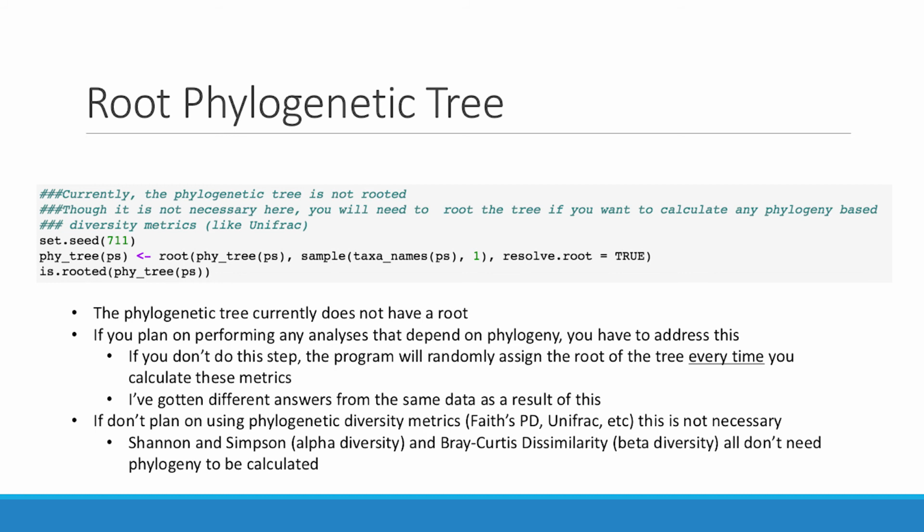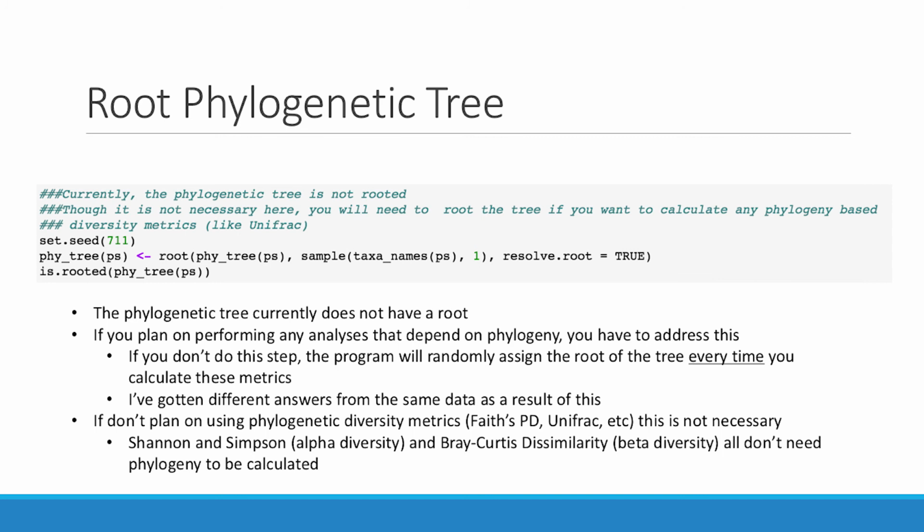For example, I've forgotten to do this in the past, and when I go to calculate something like UniFrac or make a PCoA, I'll run the command several times on the same data set, and it will change. I'll get a different answer almost every single time. That's because the program randomly assigns a root to your data. So if it happens to assign a completely different root, you could get a very different answer.